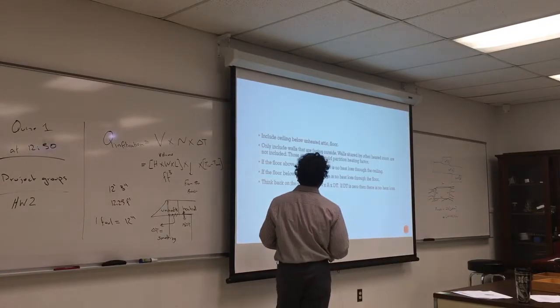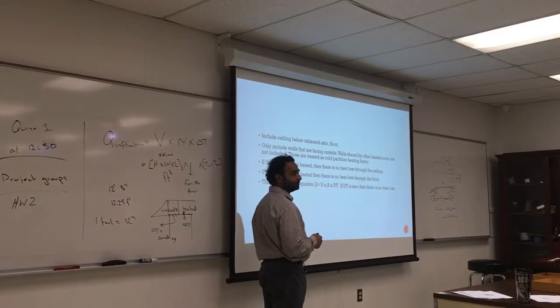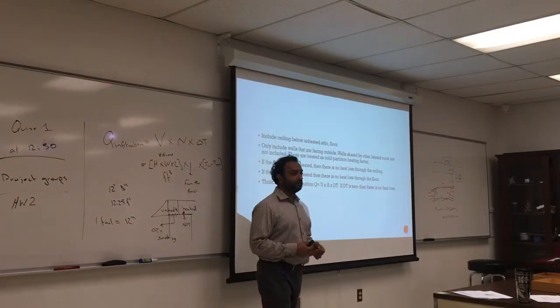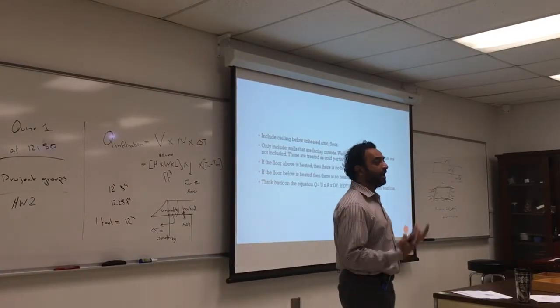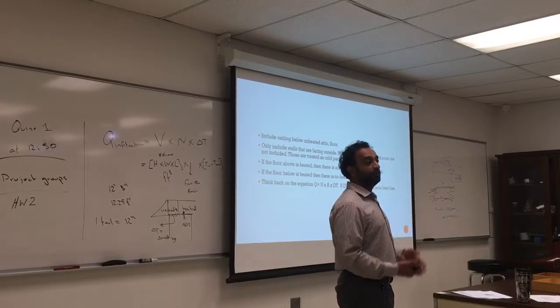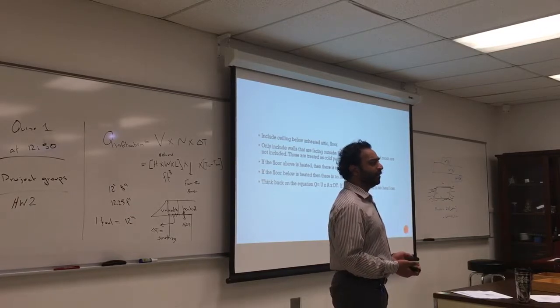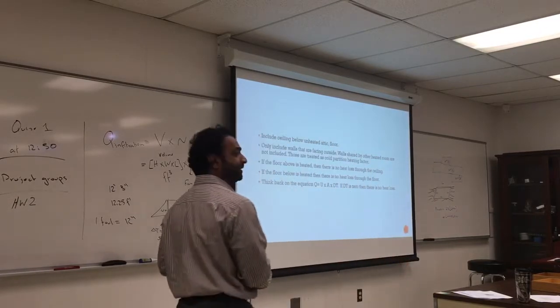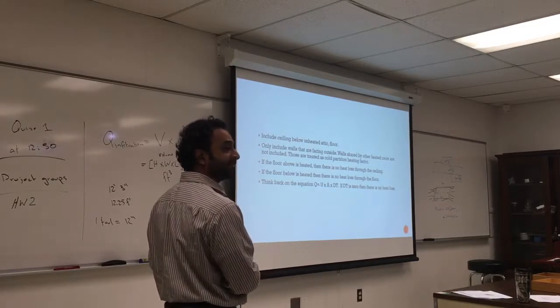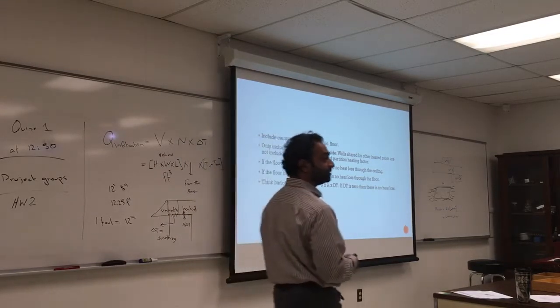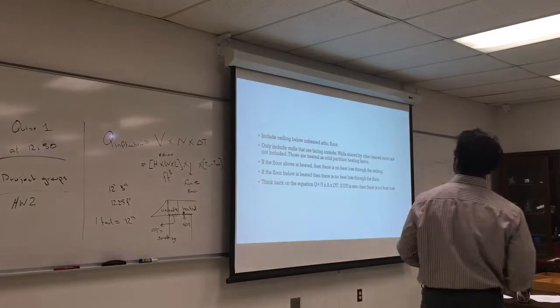Include the ceiling below an unheated attic area, and the floor. If the third floor or the attic is not heated, you have to include it. If you heat it, then you don't have to include it. Make sense? Why? Because there is no delta T. Otherwise, there is some heat loss.